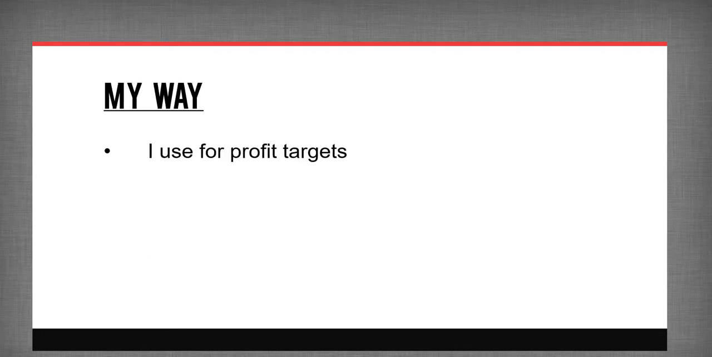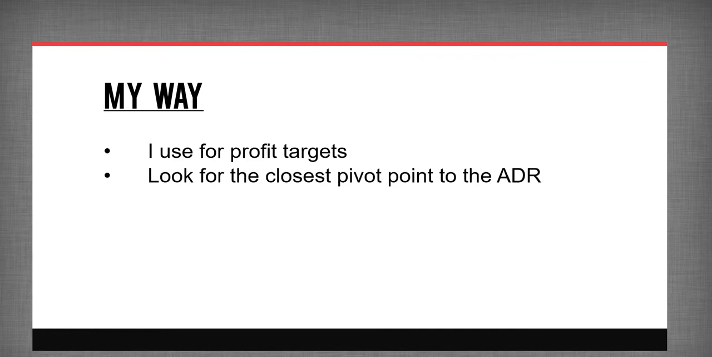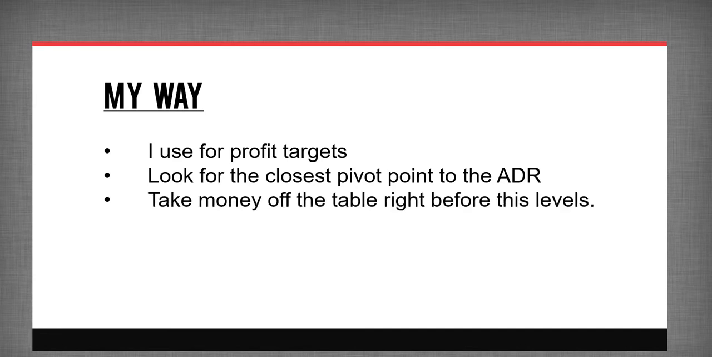The way I tend to use them is for profit targets, because I know that if I enter a trade, I will always look for the closest pivot point to the ADR as a possible place to take my profits. Because when price gets to these levels, a reaction can be reasonably expected. Now what we don't know is how powerful these reactions will be and how far they will push the price back against our trade. Hence I feel that it's better to take profits off the table rather than risk losing money on a previously winning position.